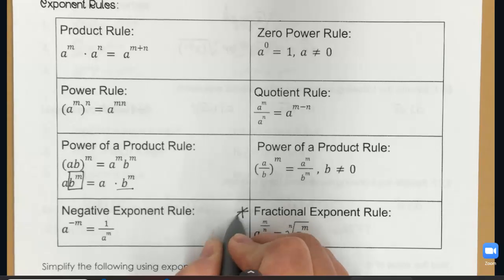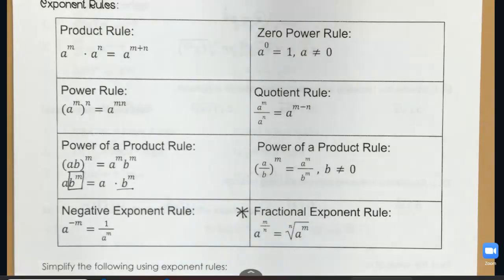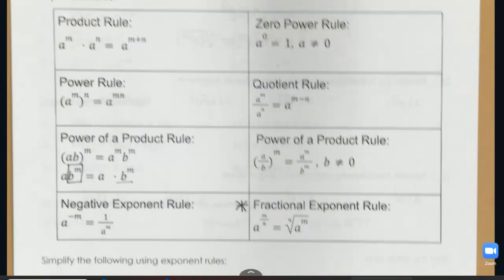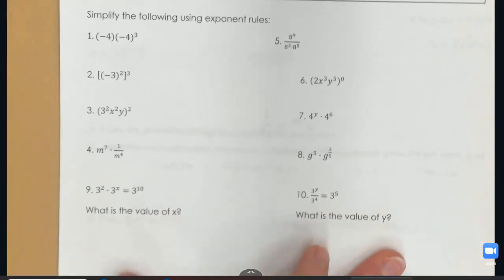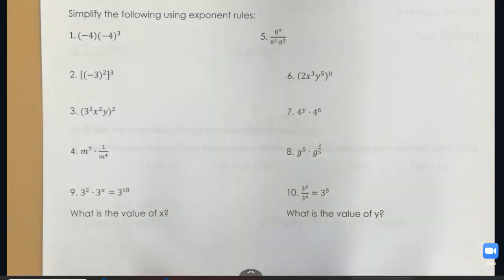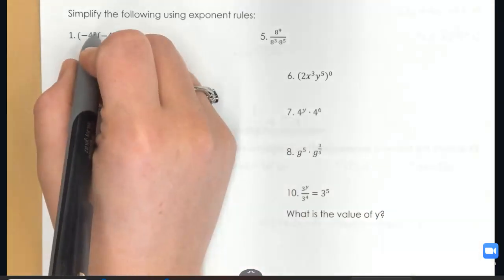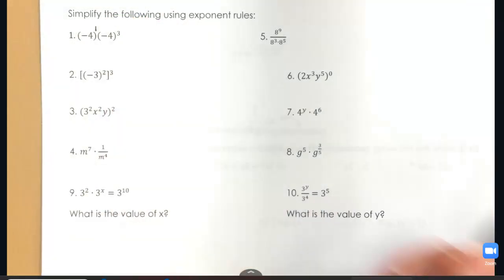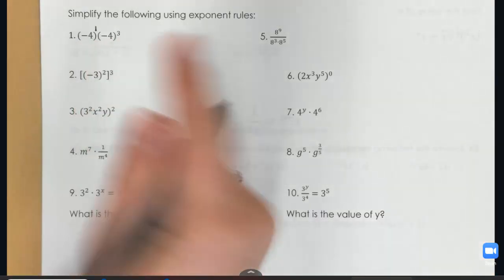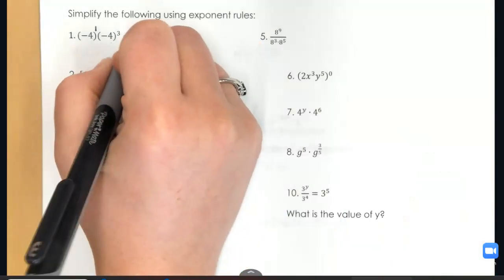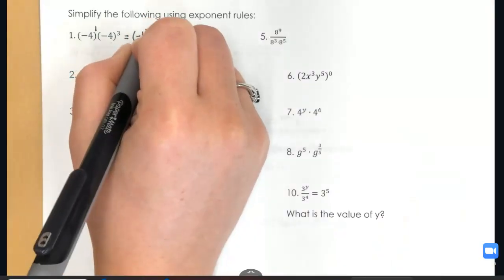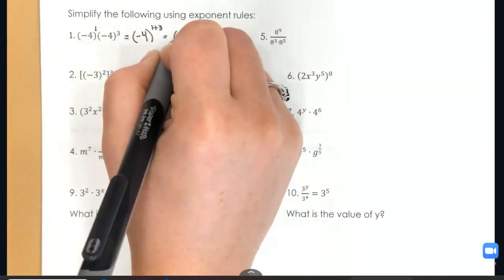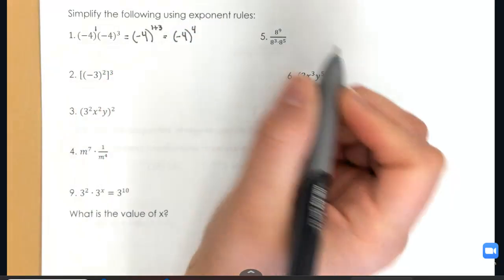And then fractional exponents are new, and we will address that separately on the second page of this set of notes. This first page is just going to look at those other rules that we just discussed. So starting here on the first one, if you don't have an exponent written, we're assuming that it has an exponent of 1. So I have negative 4 to the first times negative 4 to the third. That means I can add my exponents, and this will give me negative 4 to the fourth power.